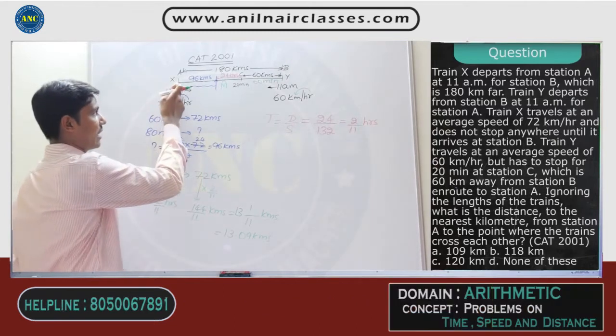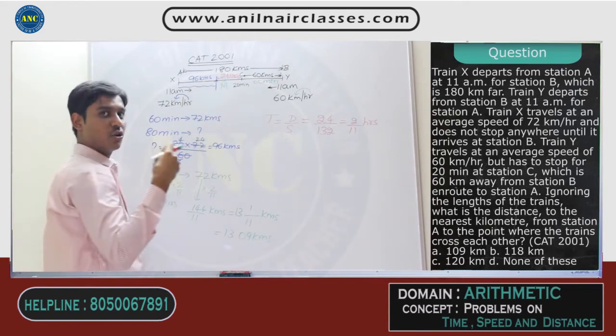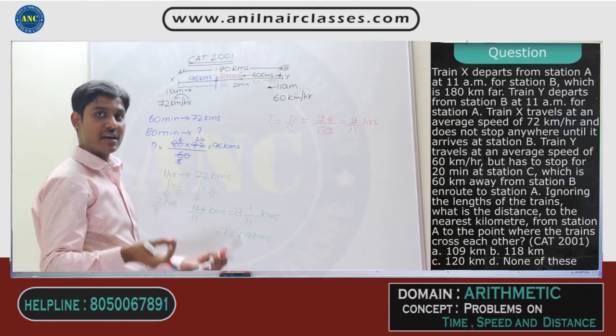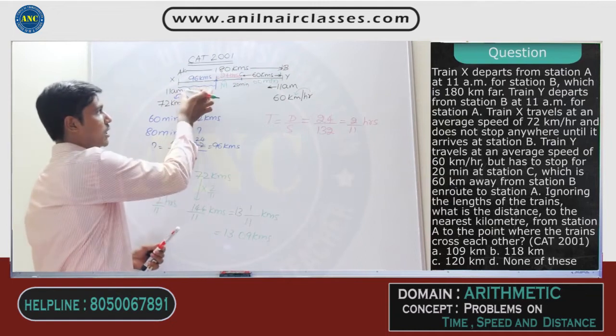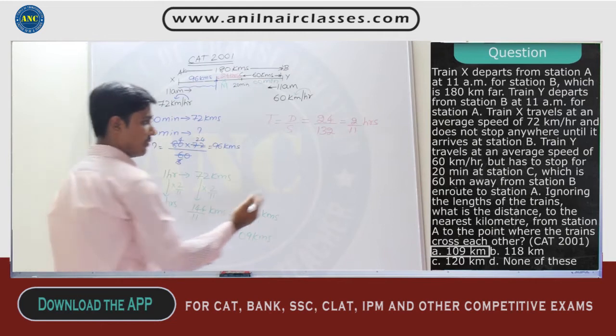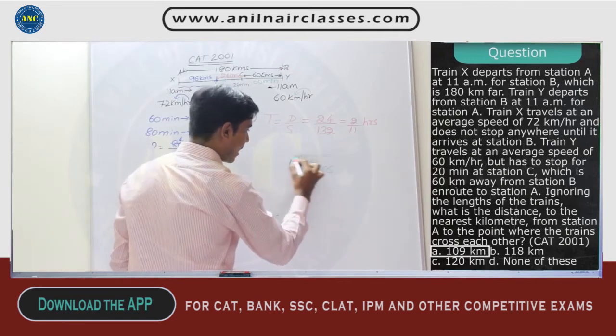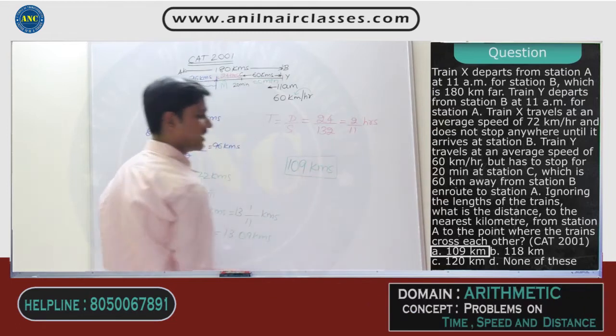From A, if I take, already 96 is covered, another 13.09 should be covered. So the answer to the nearest integer is 96 plus 13.09. So it is 109.09, which is rounded off to the nearest integer as 109 kilometers. So the answer for this question is 109 kilometers.